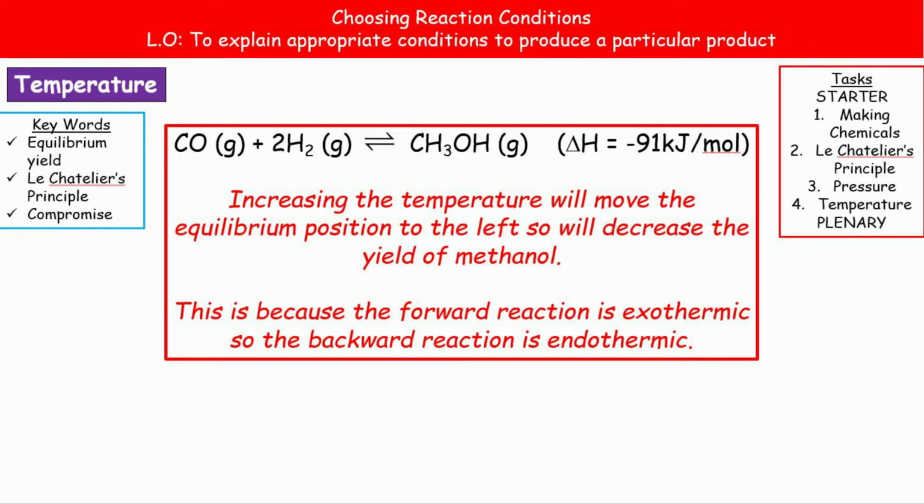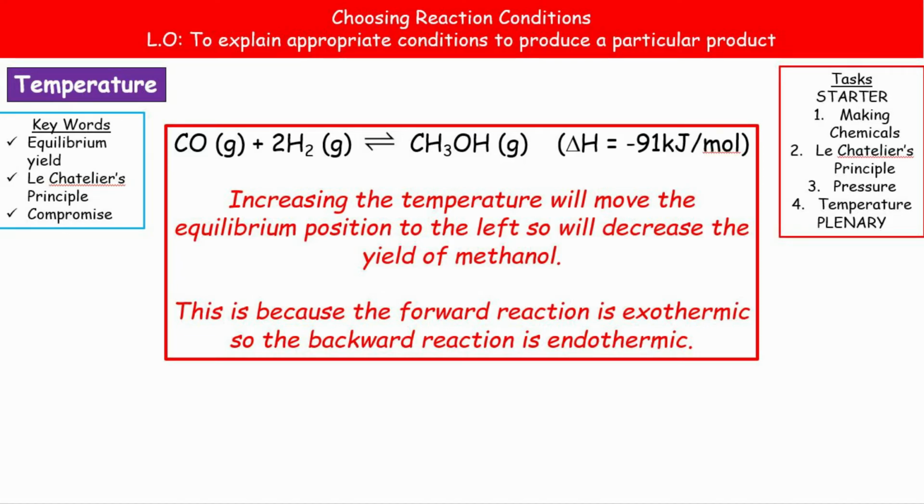Hopefully what we remembered from our last chemistry lesson is that when we increase the temperature, then we move the equilibrium position in the endothermic direction. So if we look at our actual question here, we can see that our delta H has a negative value, therefore it's exothermic in the forward direction. Therefore it must be endothermic in the backward reaction. So increase in temperature will move the equilibrium position to the left. And as soon as we move the equilibrium position to the left, we're decreasing the yield of methanol.